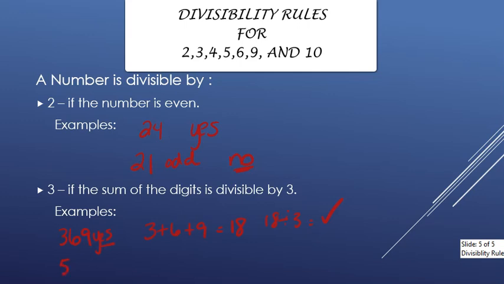Let's take the number 56. Let's add 5 plus 6. So that gives me 11. 11 does not go divided by 3 evenly. So this is not divisible by 3. So 56 is not divisible by 3.